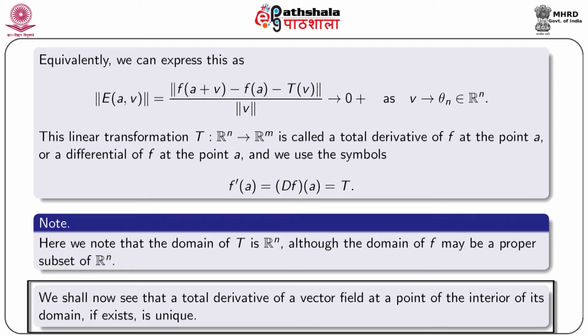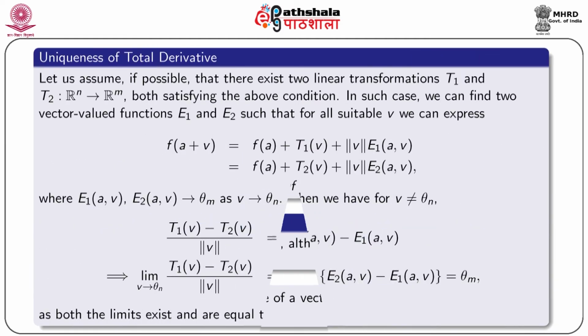Now, we show that the total derivative of a vector field at a point which is an interior point of its domain, if it exists, is unique. That is, we are showing the uniqueness of the total derivative. Let us assume, if possible, that there exist two linear transformations T1 and T2, both from Rn to Rm, satisfying the above condition.